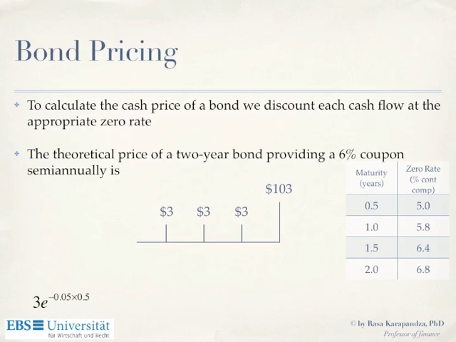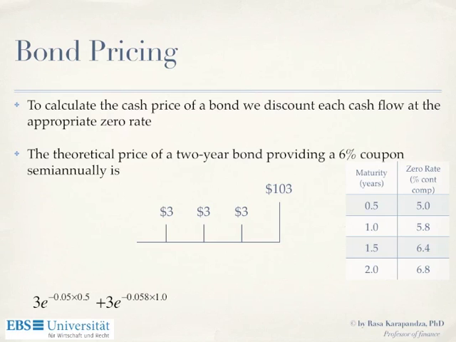So first $3, how do we discount it in continuous time? We multiply by e to the power of minus RT. So this is 3 e to the power of minus RT. T is half a year. This is this number over here. And this 0.05 is this 5%. So how do we discount the next cash flow? We multiply 3 by e to the power of minus R times T.